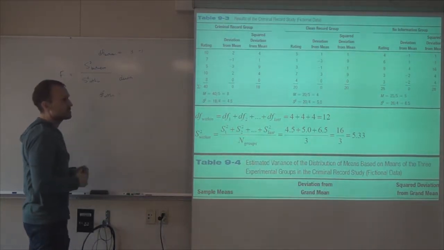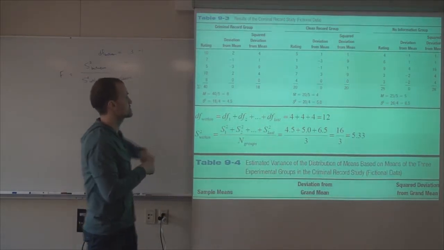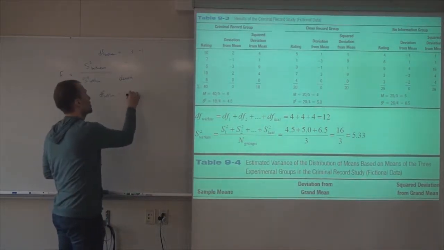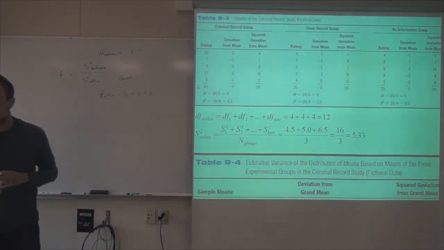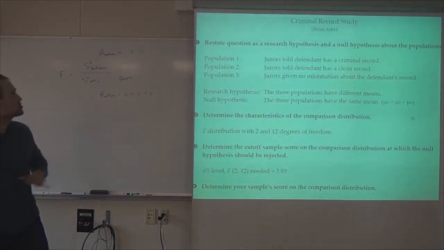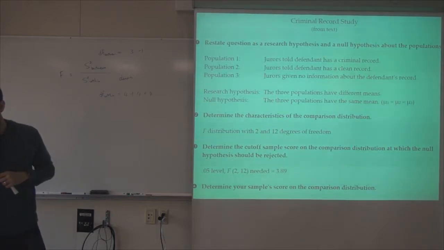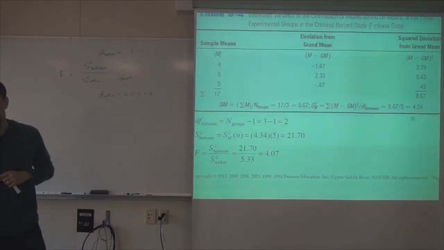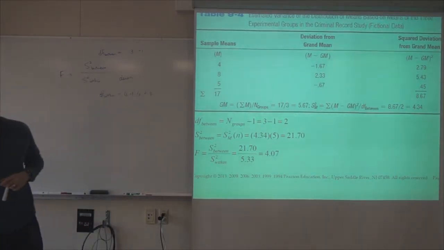The degrees of freedom for each sample: I have 5, so it's going to be 5 minus 1, which is 4, plus 4, plus 4. So the 2 degrees of freedom that I'll use in my table are 2 and 12. Now I have to decide on the cutoff value, but in order to do that, I have to go to my table.